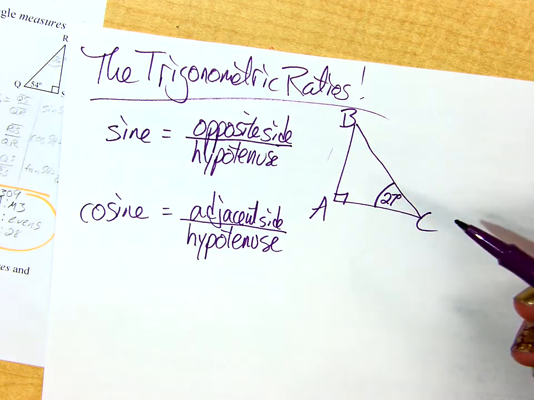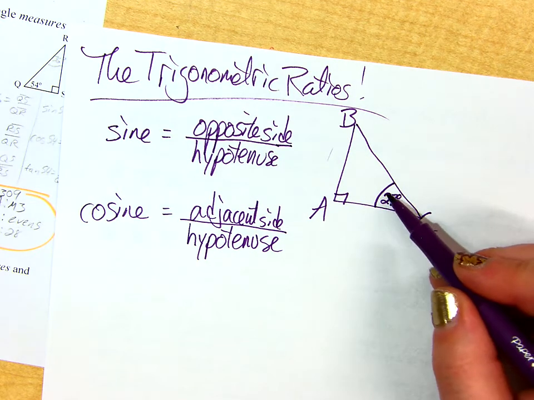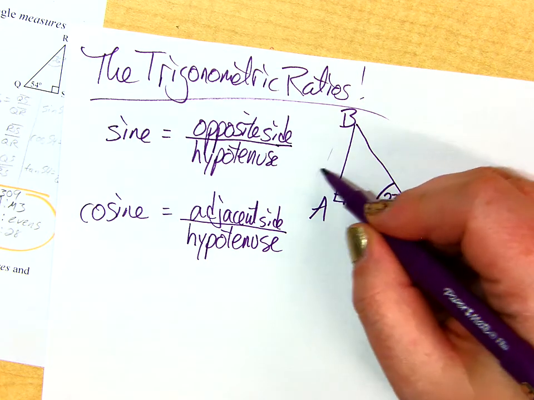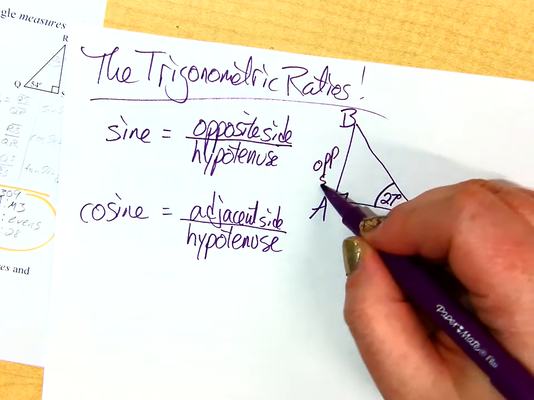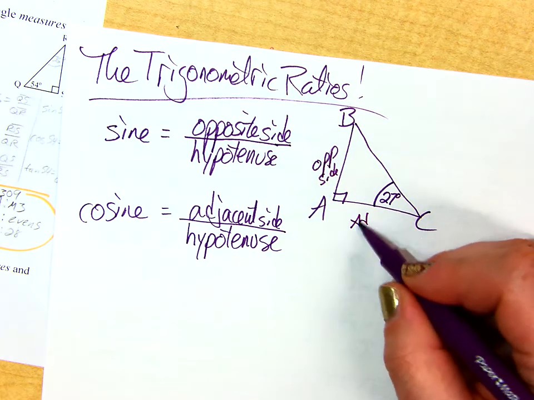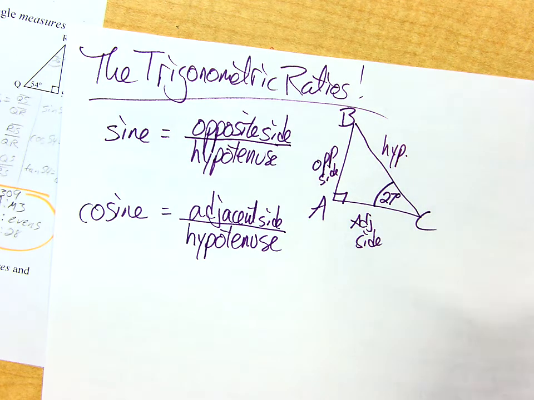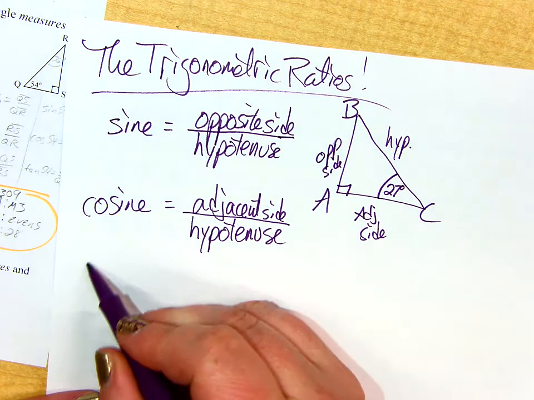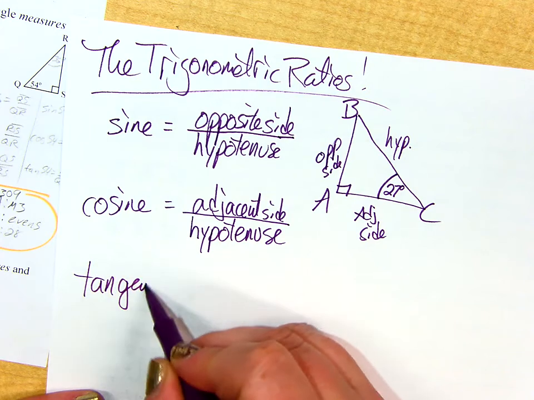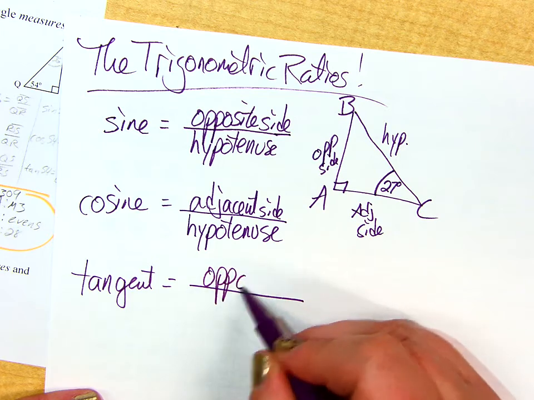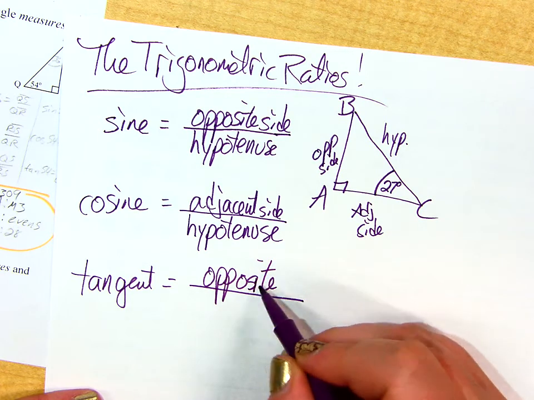Remember what the word adjacent means. Right next to. So it's the side right next to my angle. In this case, I have an opposite side, I have an adjacent side, and I always have the hypotenuse. And then the third one is tangent, and that is just the ratio between the opposite side and the adjacent side.